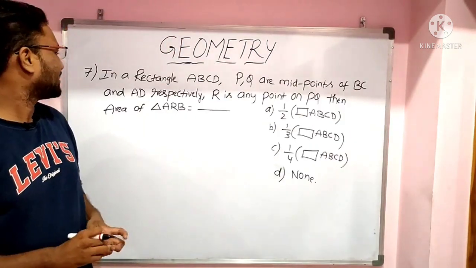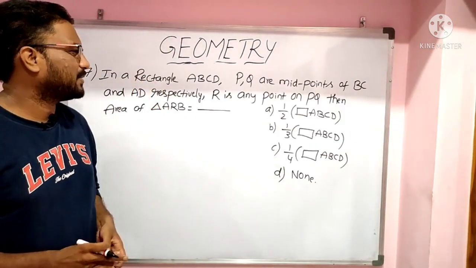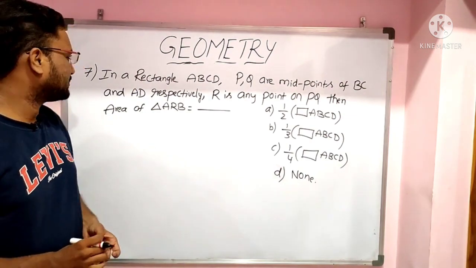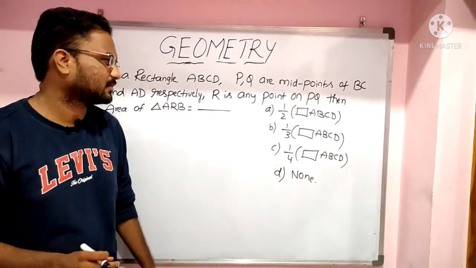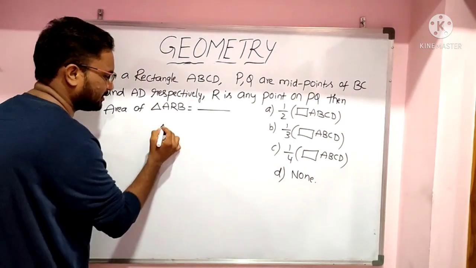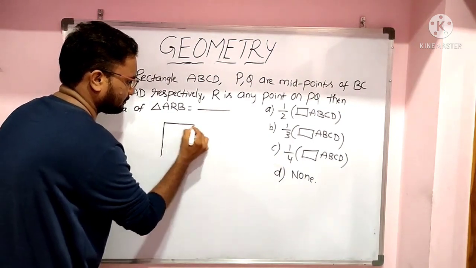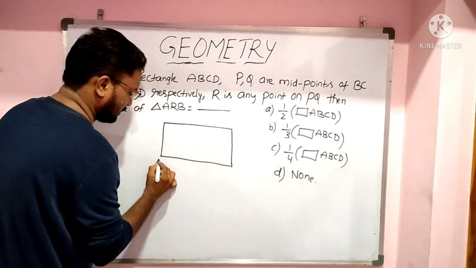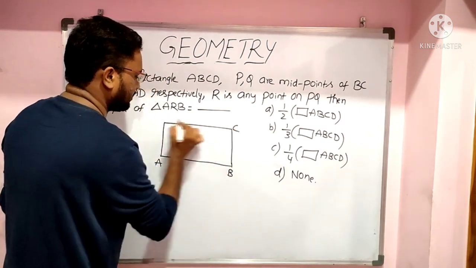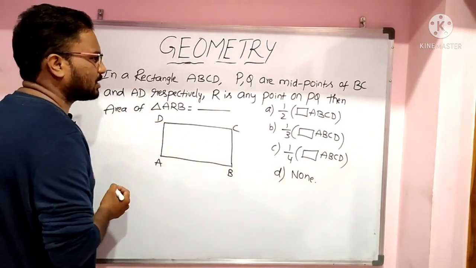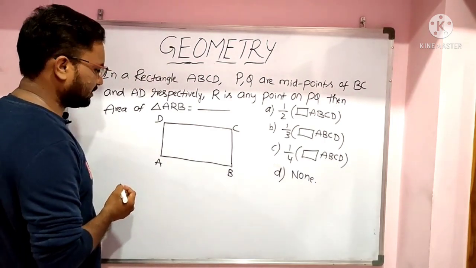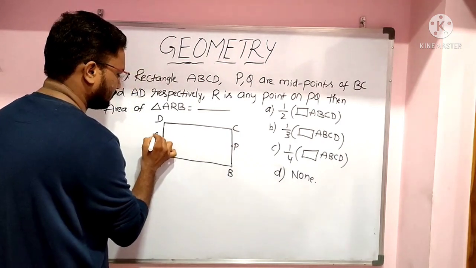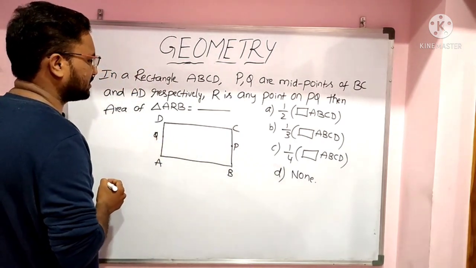Next problem. In a rectangle ABCD, P and Q are midpoints of BC and AD respectively. R is any point on PQ, then area of triangle ARB. Okay, so let's draw a rectangle ABCD. This is A, B and C, D. P and Q are midpoints of BC and AD. This is P and this is Q. These two are midpoints of BC and AD respectively.